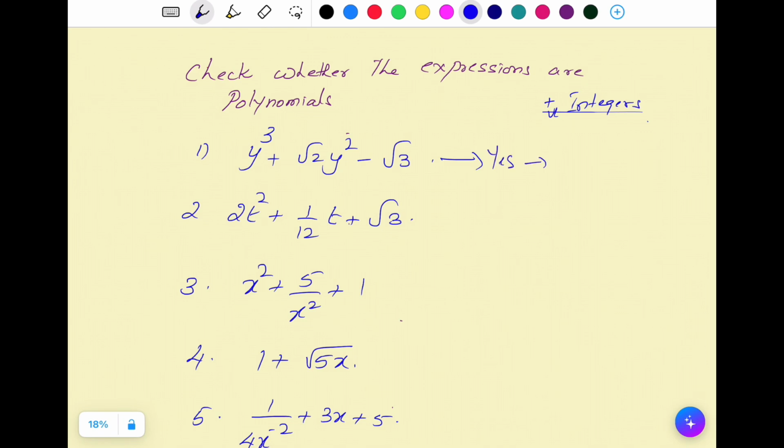The degree is 3. The second question, again t squared plus t to the power of 1. So, it is again positive integers. So, it is a polynomial and the degree is 2.